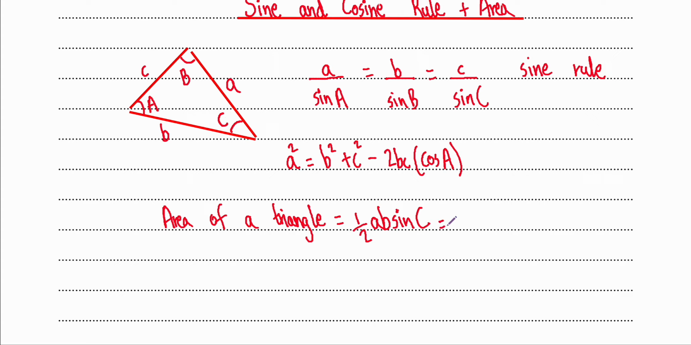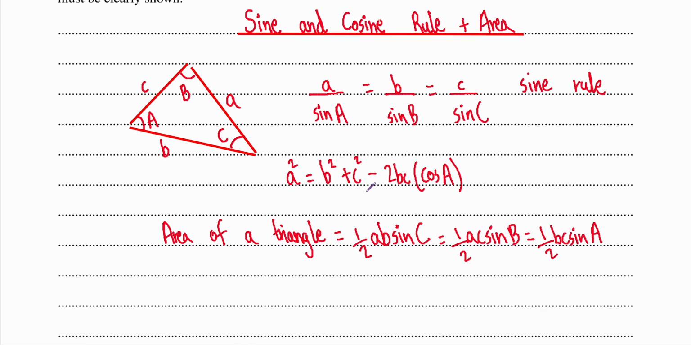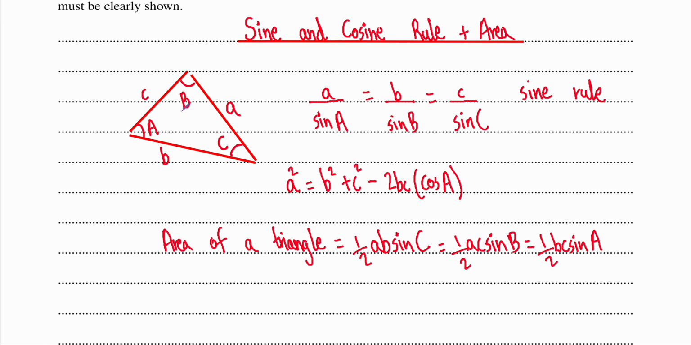But this is also equal to a half, let's say I multiplied a and c, then I would have the sine of B, because that's the angle in between a and c. And of course, if I want to do the other one, I would do a half b times c times the sine of the angle between b and c, which is of course A. So that is the area of a triangle. Now, this is a lot of things to memorize. It's probably a good idea to memorize them, but once we do some examples, it will make more sense how to use them. So let's do this question right here.